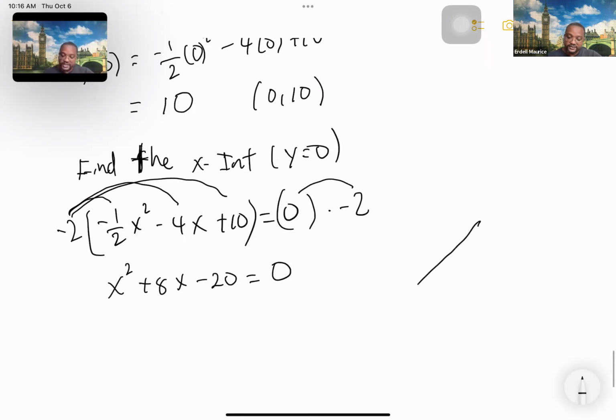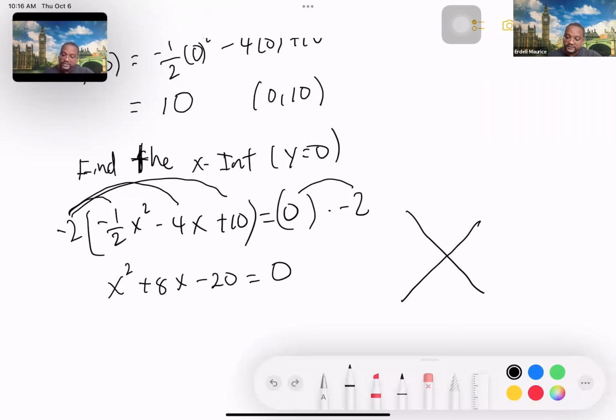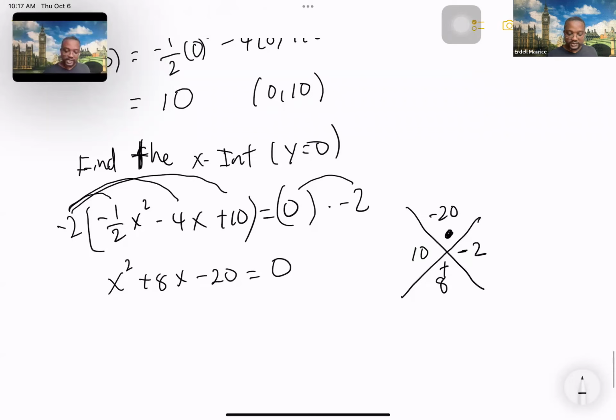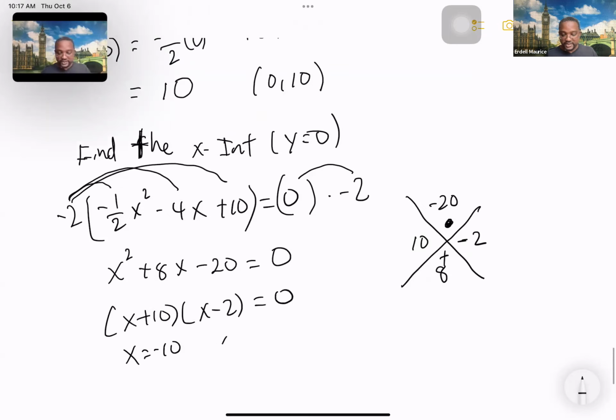And so now I can factor this. Again, there's a 1 out front right here. 1 times x squared, that's -20. And the middle number is 8. I need two numbers that, when I multiply them together, I get -20, and when I add them, I get 8. I believe those numbers are 10 and -2. And so this factors into x plus 10 times x minus 2 equaling 0. x equals -10, x equals 2. And those are our two x-intercepts.